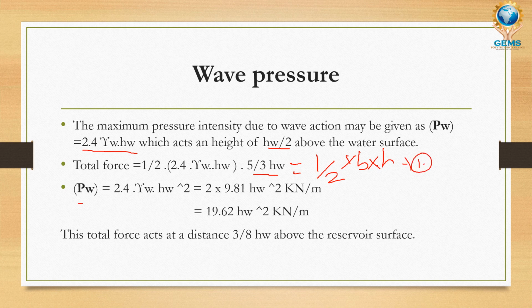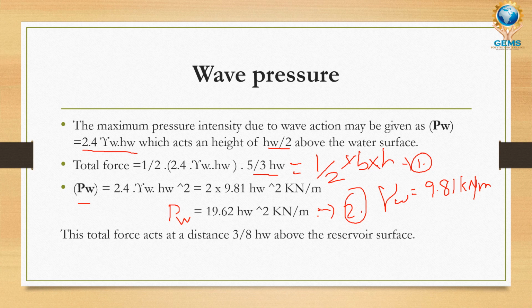Then PW is going to change. Gamma W is the unit weight of water, which is 9.81 kilonewton per cubic meter. Substituting this here, the final value is 19.62 HW squared kilonewton per meter. This is the final formula for the wave pressure: PW = 19.62 HW squared kilonewton per meter. Now this force acts at a distance of 3/2 HW from the reservoir surface.